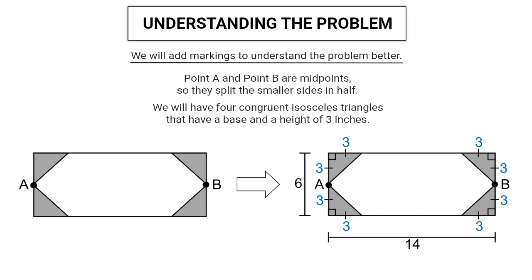So the first thing to understand about this problem is that point A and point B are midpoints. So they split the smaller sides in half. So if you take half of 6, that's going to give you 3 and 3.